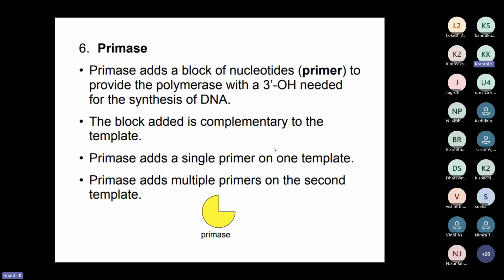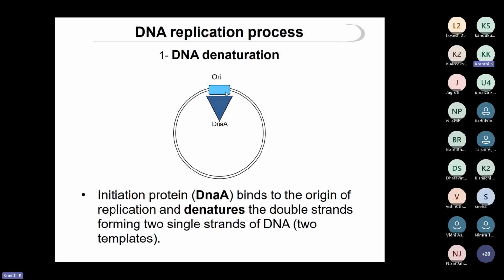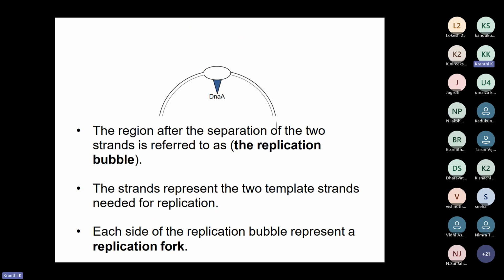Clear? So here in this ORI region, the origin region, first DnaA will bind. Okay, so what is this DnaA? This is called an initiation protein. The initiation happens with the DnaA only. Okay, the initiation protein binds to the origin of replication and denatures the double strand, forming two strands of DNA. Got it? So this DnaA binds to the origin place and it will denature. What do you mean by denature? It's double stranded, right? Then it will denature so that the two strands will be unlinked, or unbound, like this.